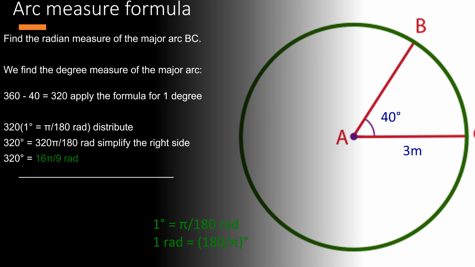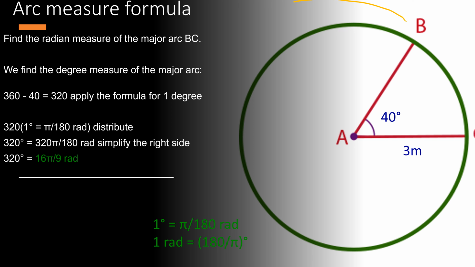All right, so now what we're going to do is try to find the arc measure formula. Let's start first with a problem that you've seen before. We're going to find the radian measure of the major arc from B to C, and I apologize, the C got cut off. I don't know how that happened.